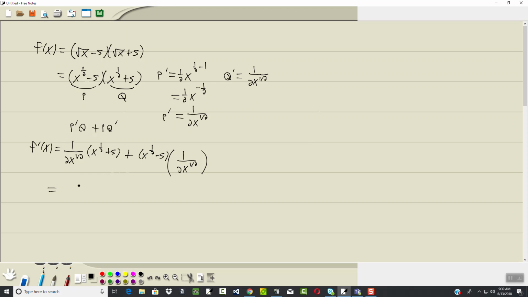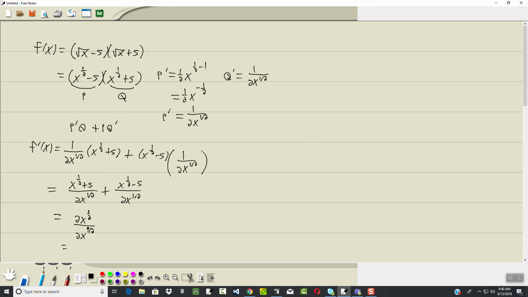Now let me put these into single fractions and then see where we're going to head. So we've got x to the 1/2 plus 5 over 2x to the 1/2 plus x to the 1/2 minus 5 over 2x to the 1/2. Since they have the same denominators, I can add together the top parts and put them into a single fraction. I've got x to the 1/2 plus x to the 1/2, which is 2x to the 1/2. 5 plus negative 5 drops away.